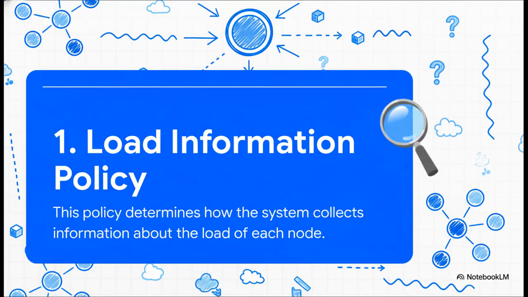First up is the load information policy. This is all about gathering intel. It decides how the system is going to figure out who's busy and who's not. Will it poll each node? Will there be a central server collecting data? This policy sets the foundation for everything else.